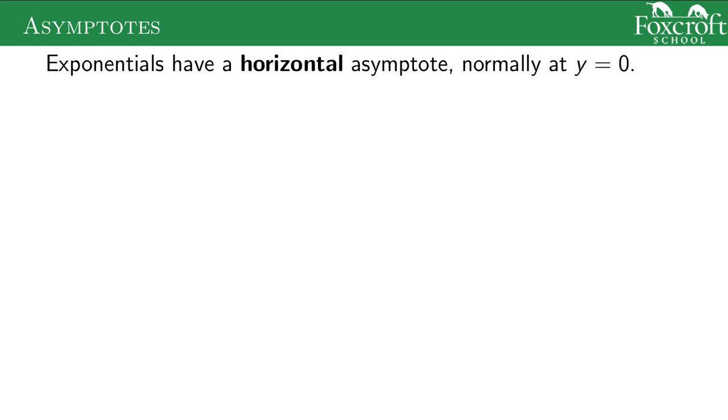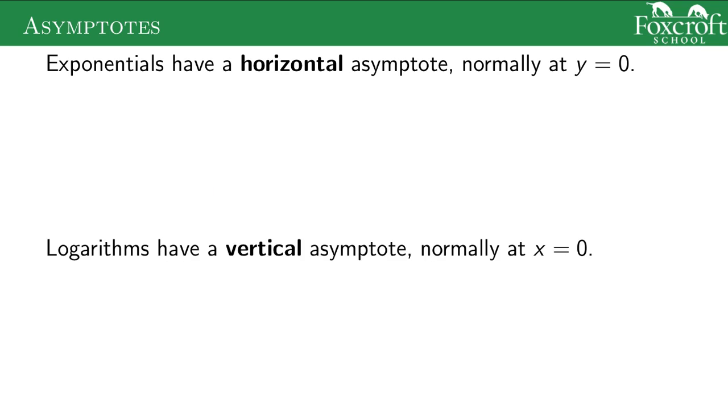And then just some notes about asymptotes. Exponential graphs look like that. So you're going to have this horizontal asymptote on the left-hand side here where it kind of levels off. For a normal exponential, that'll happen at y equals 0. Logarithms, their graphs look like this. So they're going to have this vertical asymptote right there, and that happens normally at x equals 0 until we start changing the function around.